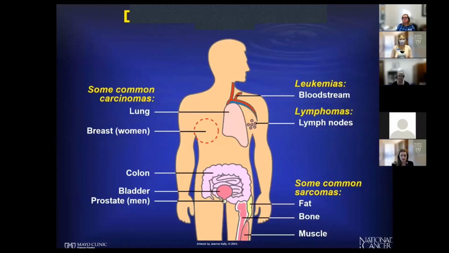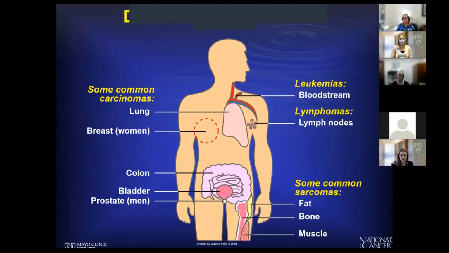So cancer can start almost anywhere in the body. There are 4 different categories. There's carcinomas, sarcomas, lymphomas, and leukemias. So carcinomas are the most common type of cancer, which arise from the cells that cover external and internal body surfaces. Lung, breast, and colon are the most common cancers of this type in the United States.